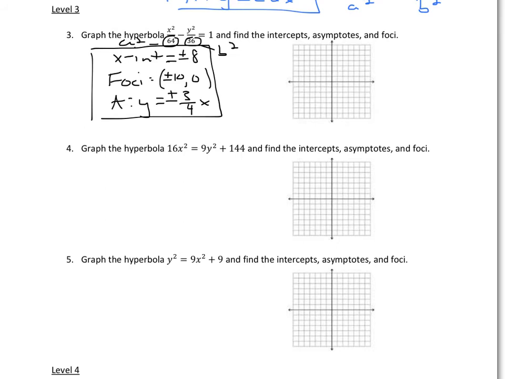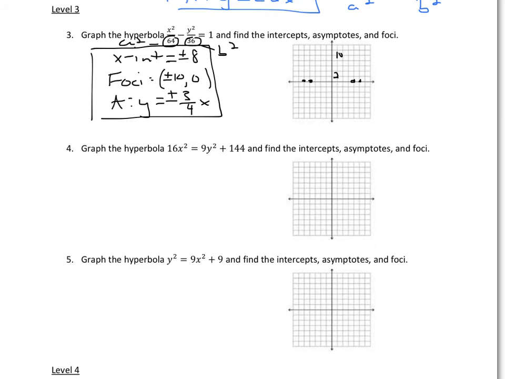Now, we probably want to scale these by 2s, because 2, 4, 6, 8, 10. So I'll just draw them like that. You don't have to do that, however you want to do it. It works for me. But we've got to draw our x-intercepts on here, so we've got 8 and negative 8. Okay, our foci are at plus or minus 10, 0, so just 2 more coming out there.